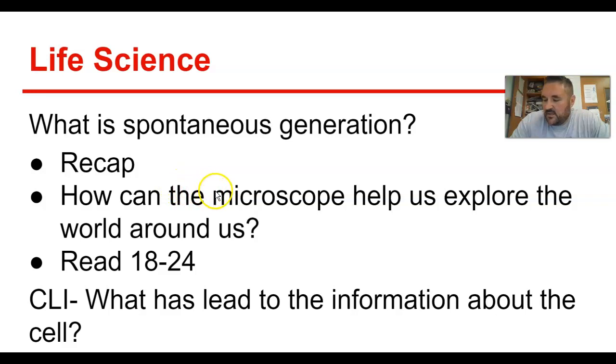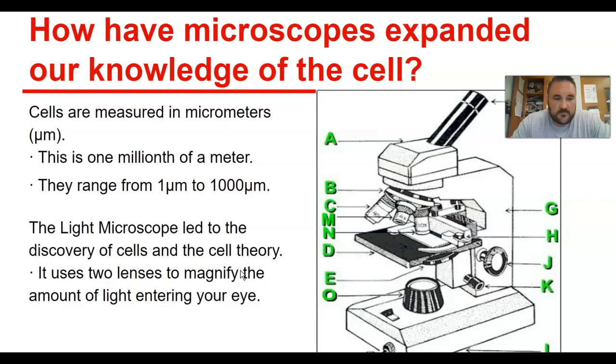We're going to look at the types of microscopes and how each of the three main types of microscopes can be used to help scientists study certain things. Tonight's reading that goes along with this is page 18 to 24 in the text. How have microscopes expanded our knowledge of the cell?